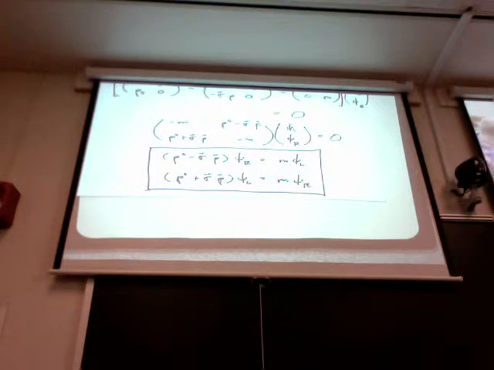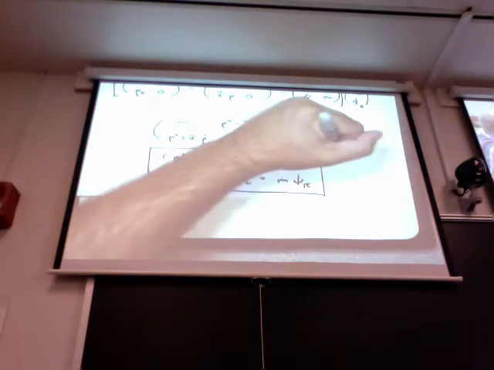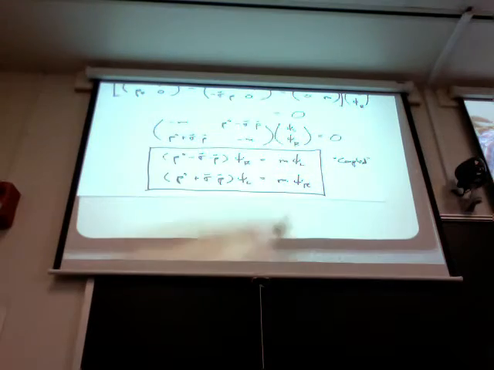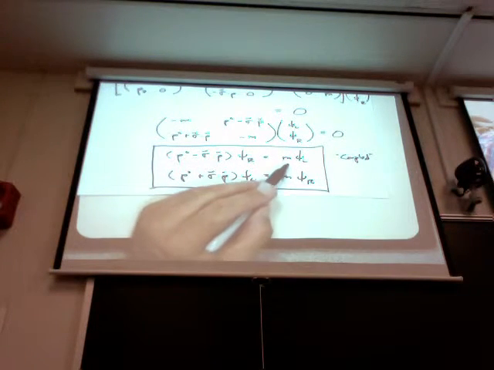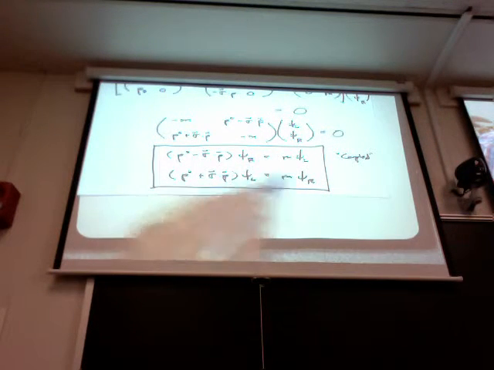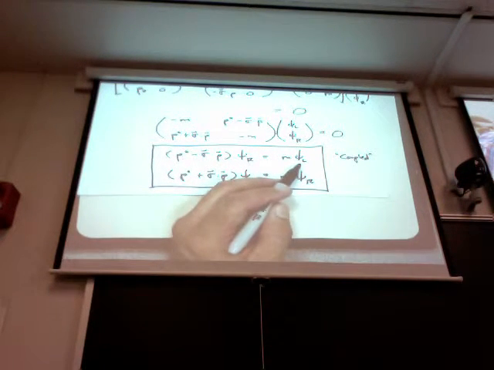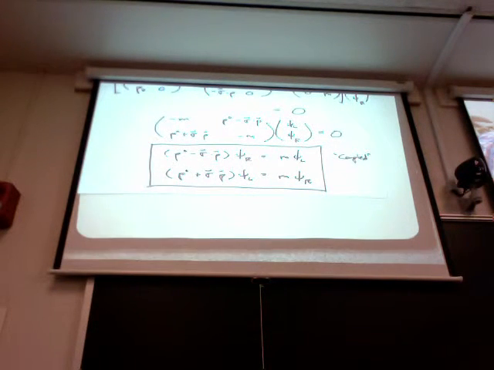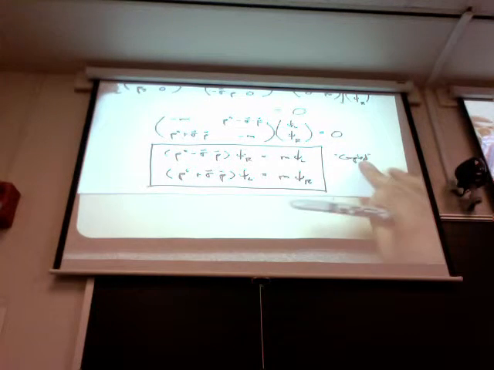So these are 2 equations. They're obviously coupled, we say they're coupled through the mass term, right? So you see this mass term is multiplying, for the equation for psi R, it multiplies psi L and vice versa for the other equation. So these are the general equations. Let me keep these handy.